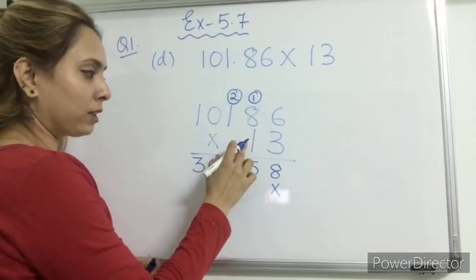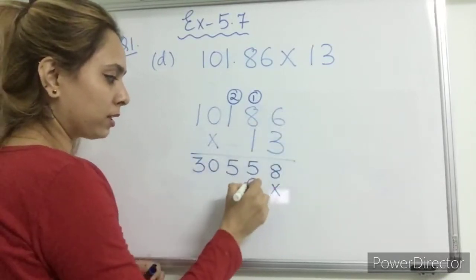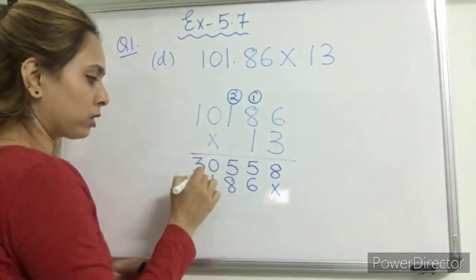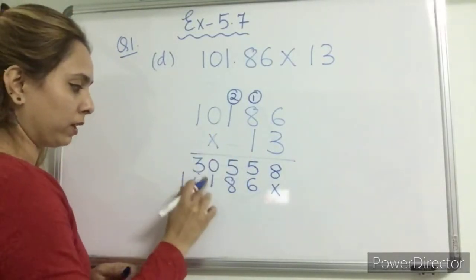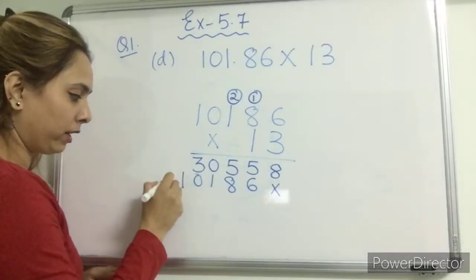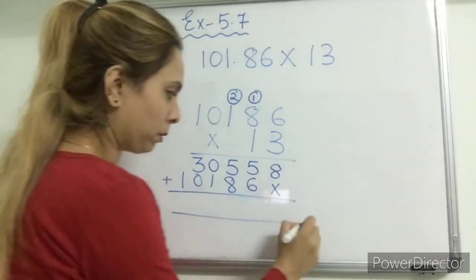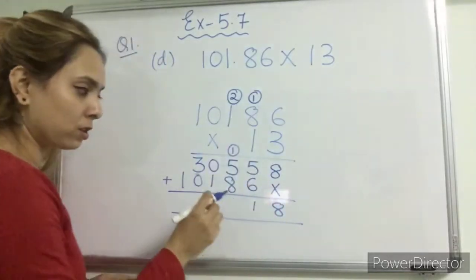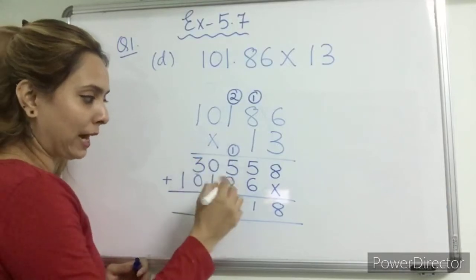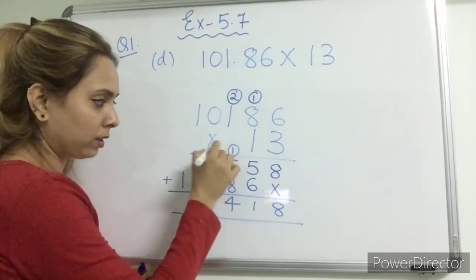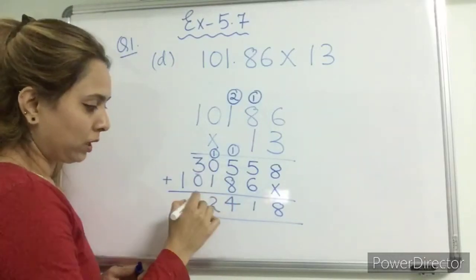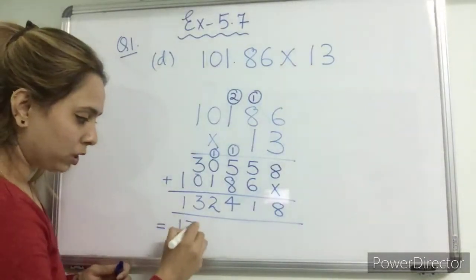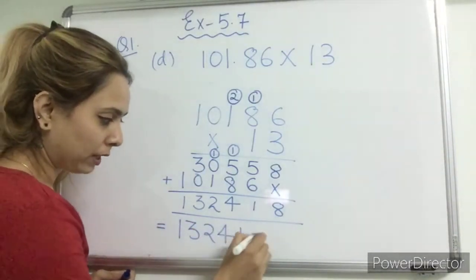Now let's multiply this 1 with all these digits. 1 6 is 6. 1 8 is 8. 1 1 is 1. 1 zero is 0. Again 1 1 is 1. So I have multiplied it in a very normal way. Now I will add all these numbers. 8. 6 plus 5 is 11. Here also 8 plus 1 is 9. 9 plus 5 is 14. 1 plus 1 is 2. 3 plus 0 is 3, and 1. So now what is the answer? 1 3 2 4 1 8.